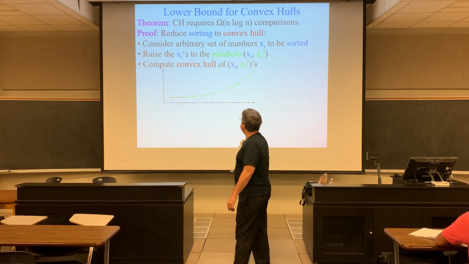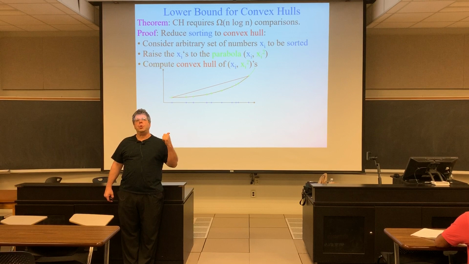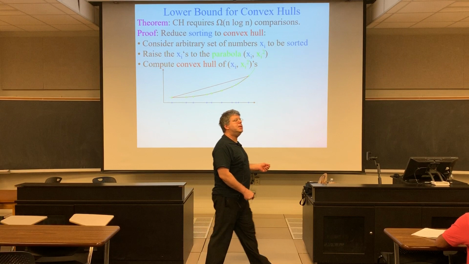So if you had a subroutine that can compute the convex hull in red on these green points, you can use that subroutine, however long it runs, to sort for you in general. How many get that? Which means that whatever convex hull subroutine you're running must take at least as long as sorting does, because from the reply of that subroutine, you can sort for free, basically. So there's no such thing as a free lunch. That means the convex hull computation must take at least as much as sorting, because you can sort using the convex hull subroutine in this manner.